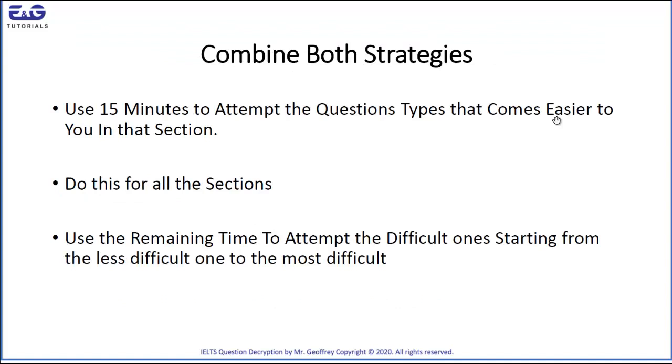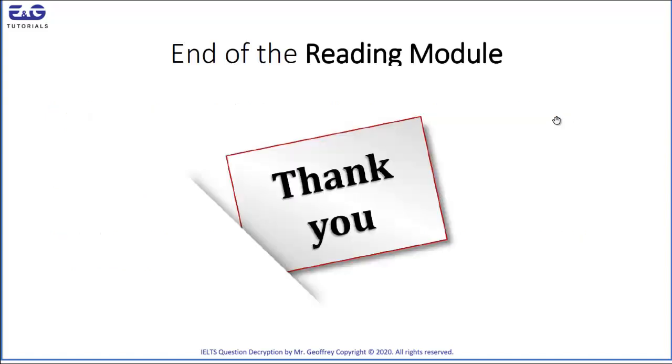Combine both. So you can combine both the 15 minutes rule and answering the questions that come easiest to you first. I get them. So we use 15 minutes to attempt the question types that come easier to you in that section. Do this for all the sections. Use the remaining time to attempt the difficult ones, starting from the less difficult one to the most difficult one. Remember, whatever you do, make sure that you time yourself.